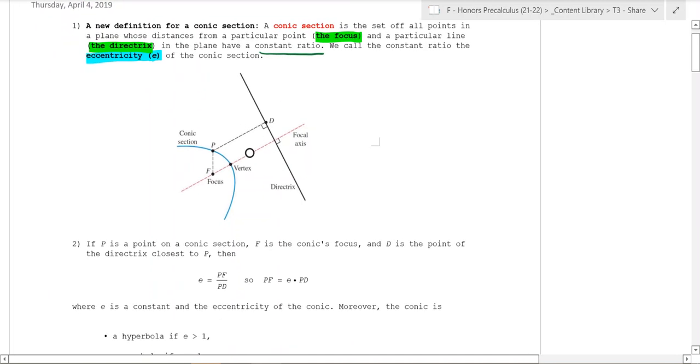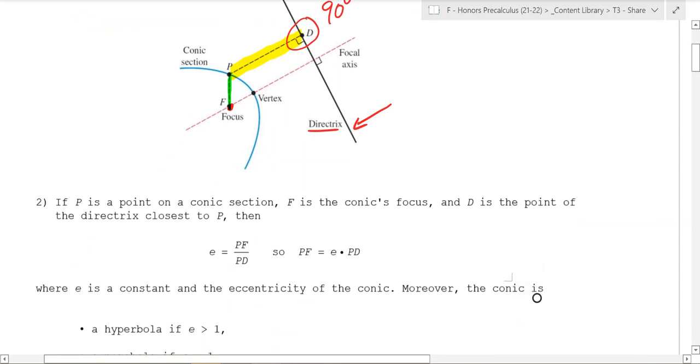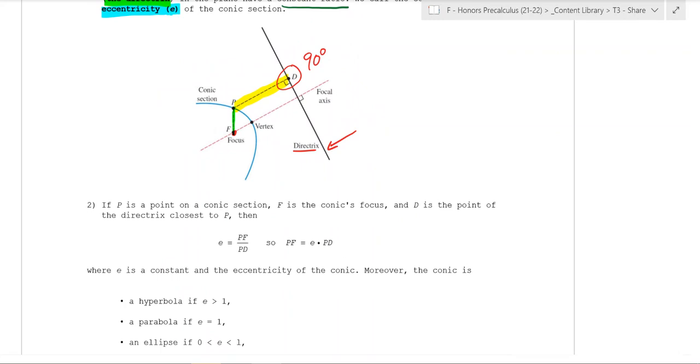So what's going on here is we have our focus, we have our directrix, which is this line right here, and we're looking at the ratio from the focus to any point, and it's constant when you compare it to that distance right there. The key thing there is that's a 90-degree angle right there. That's perpendicular. So we're defining the eccentricity to be PF, which is that green distance, over PD, which is the yellow distance, which also means if you multiply both sides by PD, you get PF is equal to the eccentricity times PD.